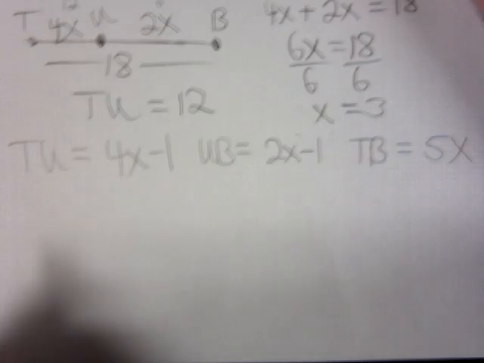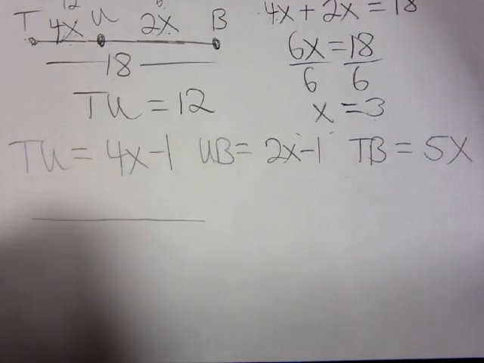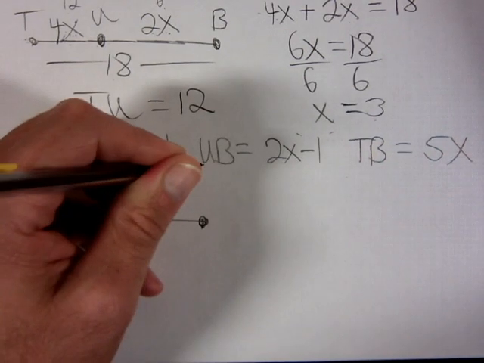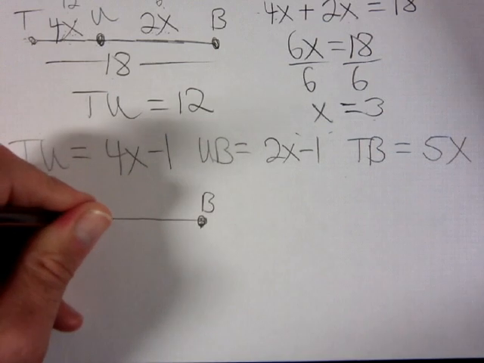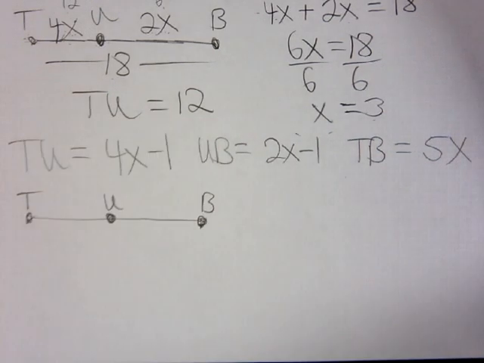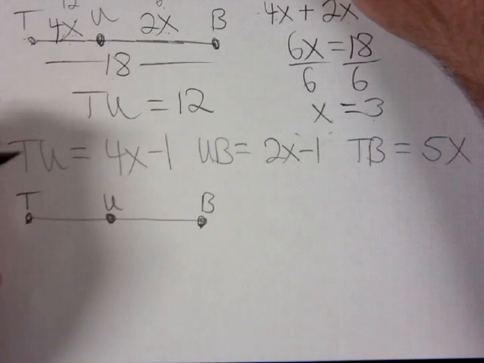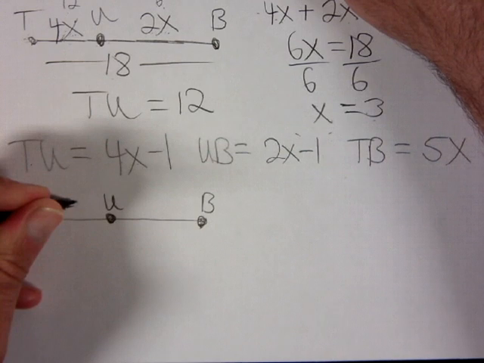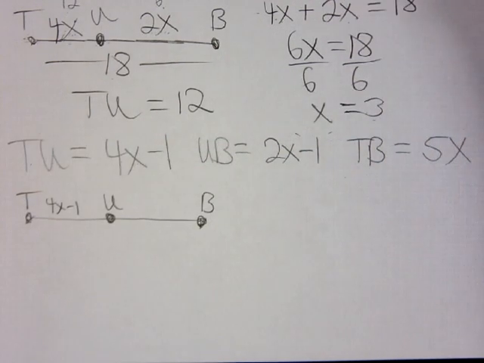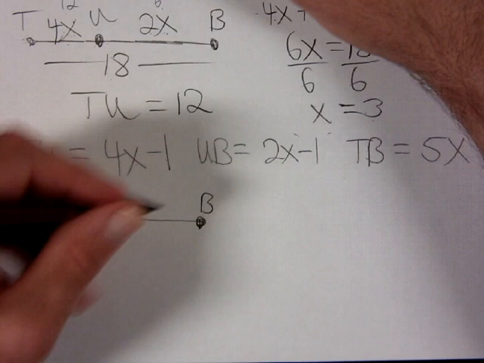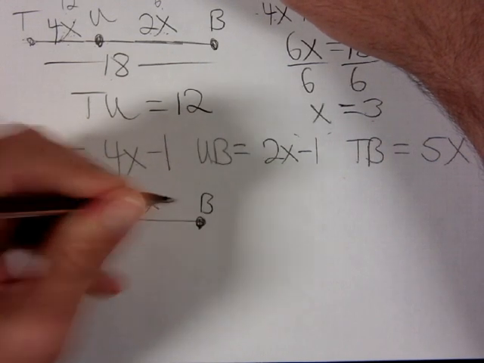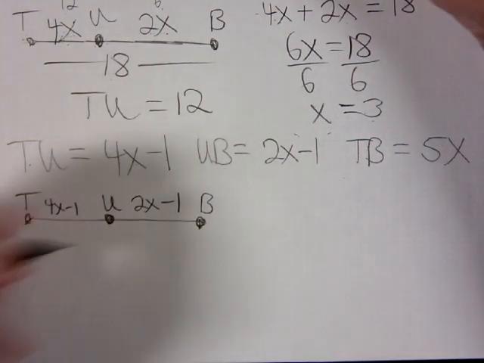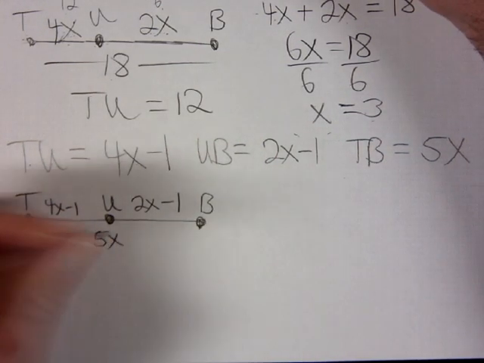Once again, the directions are the same. U is between T and B. And so what that means is I've got my T here. I've got my B here. U is between those two. And let's label the parts that they've given me. TU is 4x minus 1, so I'm going to put 4x minus 1 right here. Okay? UB is 2x minus 1, so I'm going to put that here. TB, the whole thing, is 5x. The entire thing is 5x.